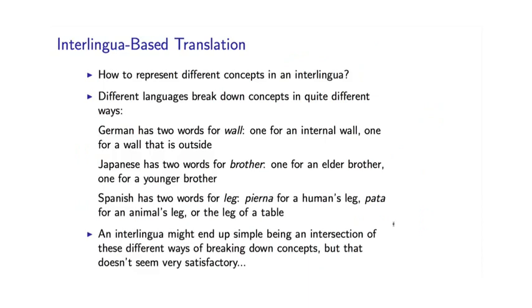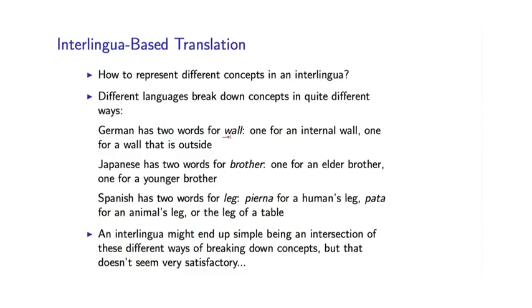The downside to interlingual-based approaches is really, it is very, very difficult to come up with a truly language-independent representation of meaning. It might even, from a philosophical point of view, be an impossible problem. Here's one example of why it is difficult. How do we represent different concepts in an interlingual? So different languages tend to break down concepts in the world in quite different ways. So let me give you some examples.